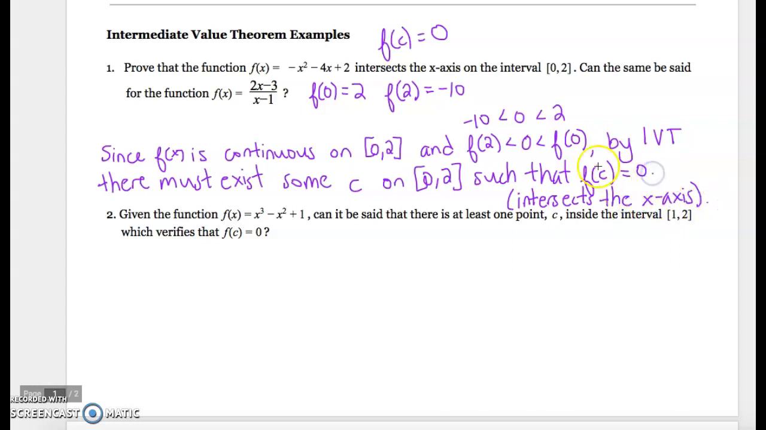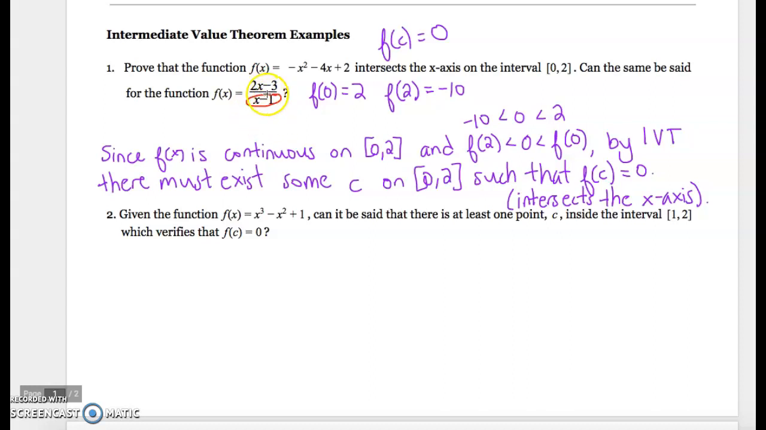Beautiful. All right, now let's consider, I obviously run out a little bit of room, so maybe find another place on your page, but can the same be said for this function f of x equals 2x minus 3 over x minus 1? And automatically, it should kind of kick off in your brain, no, we can't say this. And the reason for that is because of my rational expression, my x minus 1 in the denominator.